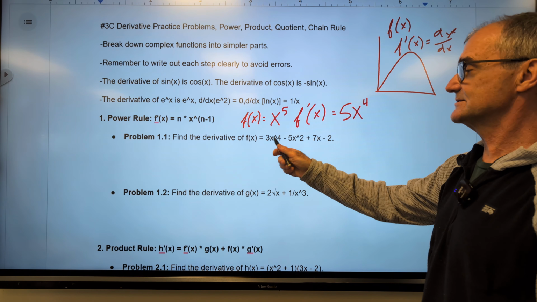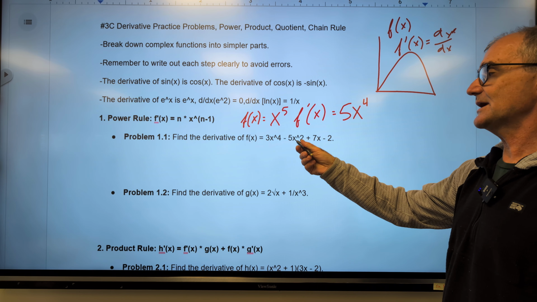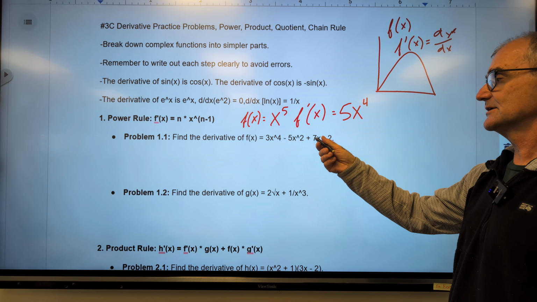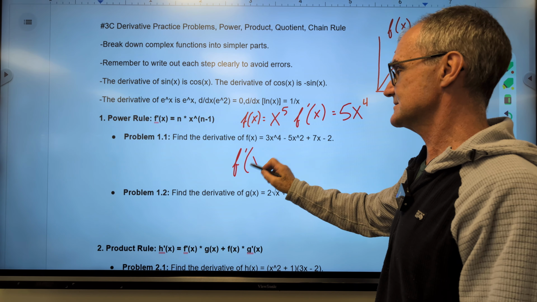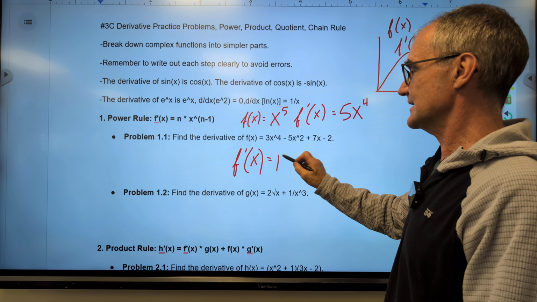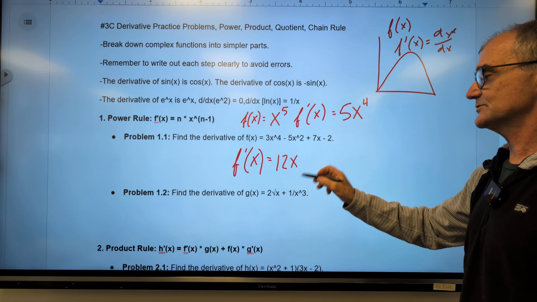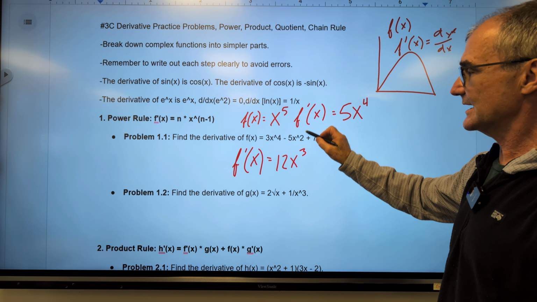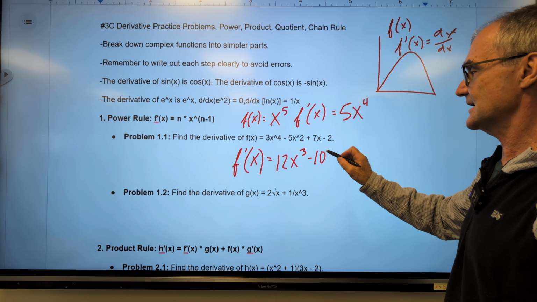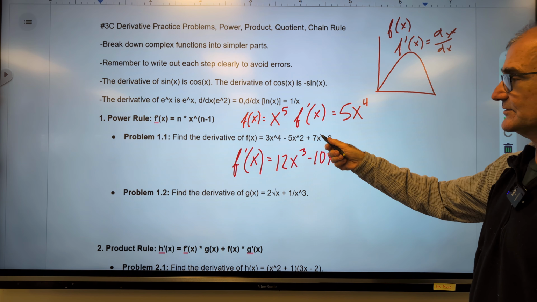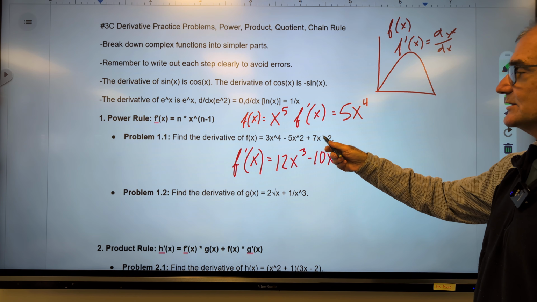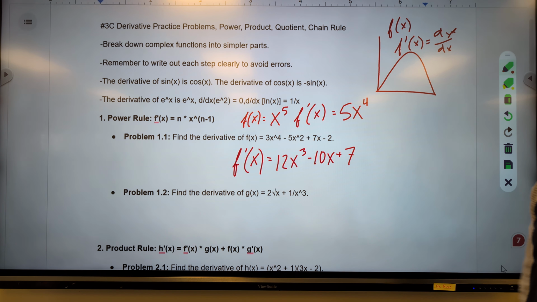Okay, if f of x is 3x to the power of 4 minus 5x to the power of 2 plus 7x minus 2, the derivative, f prime of x, is equal to 12x. 4 minus 1 is 3. Minus, that 2 comes down, minus 10x to the first. This is x to the first, so it's going to be 7. 1 minus 0 is 0. Anything to the 0 power is equal to 1. So the derivative of this function is that right there.